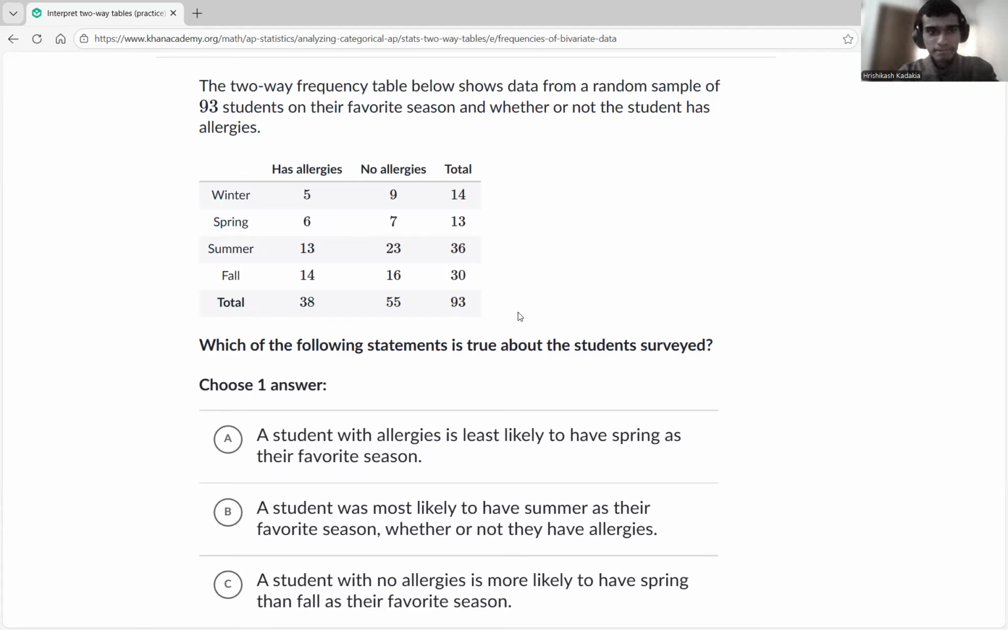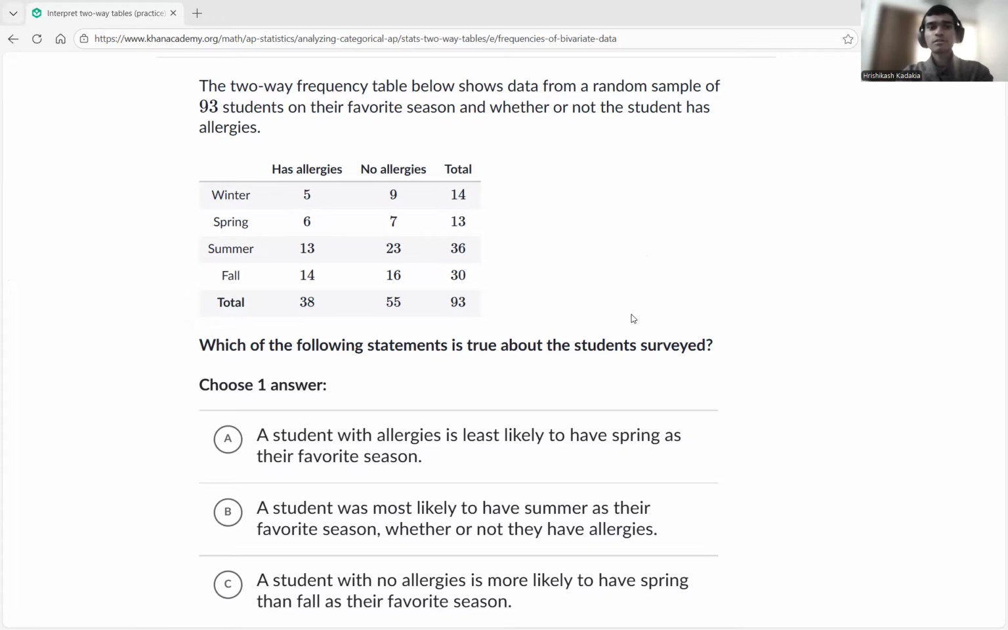During spring, it's almost always less for a person with allergies. So a person during summer is also less likely than a person during another season. We could even make a conclusion like: 13 over 36 is less than 14 over 30, so a person during summer is less likely to have an allergy than a person during fall. We can just compare like that. We can even divide into decimals and see, but let's not get into that.